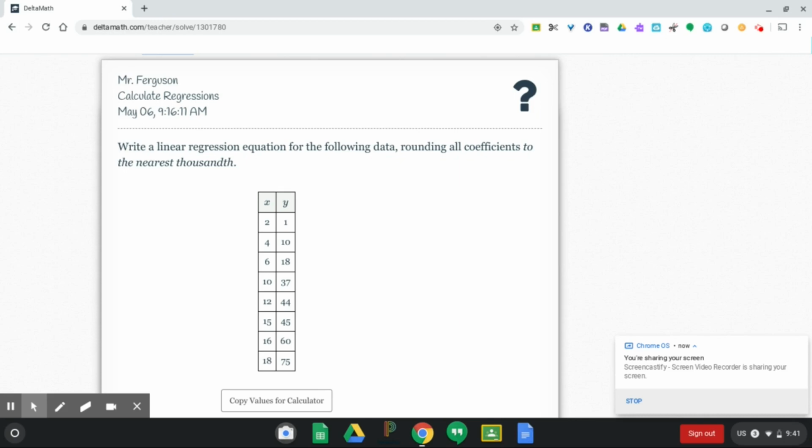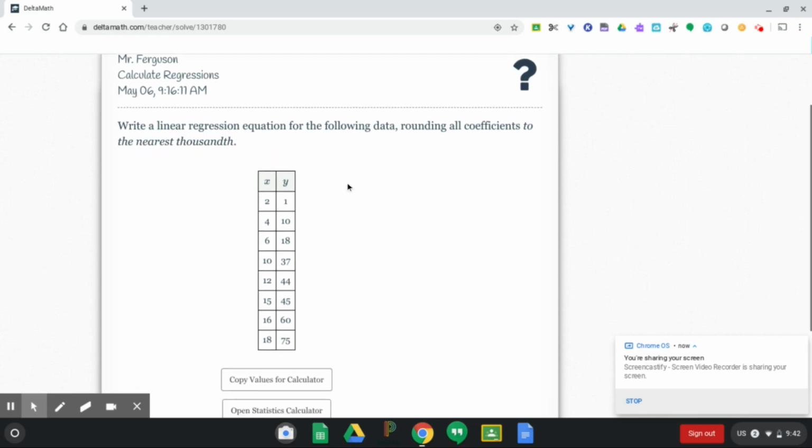All right, so I just wanted to give a little bit of a breakdown as to how to use the statistics calculator in DeltaMath. So the example that we have here: write a linear regression equation for the following data. Make sure we round all coefficients to the nearest thousandth, okay? So we're going to come back to that information.